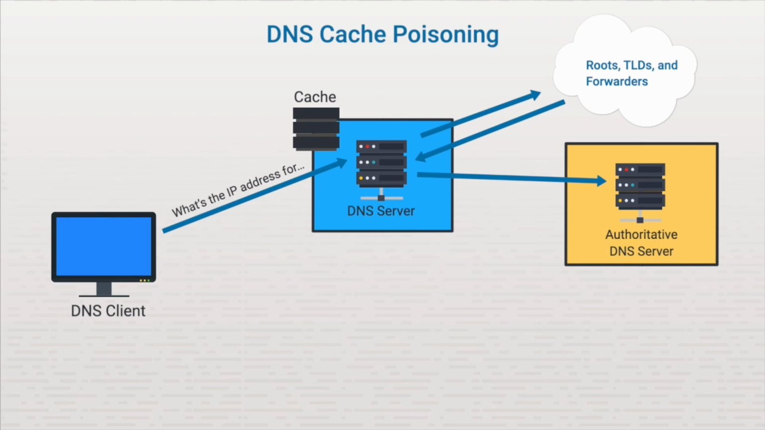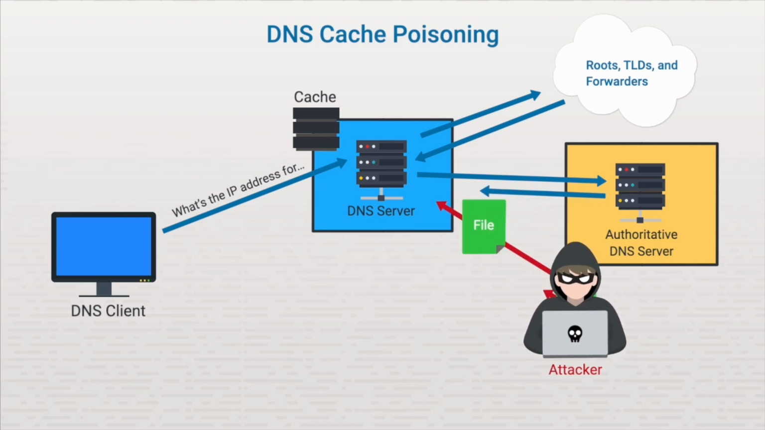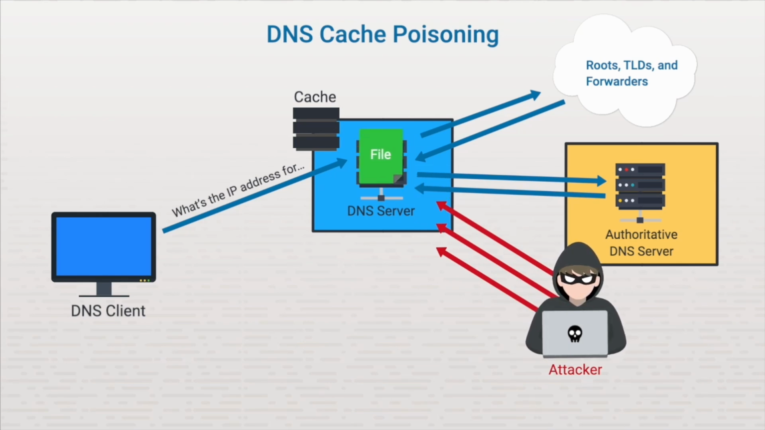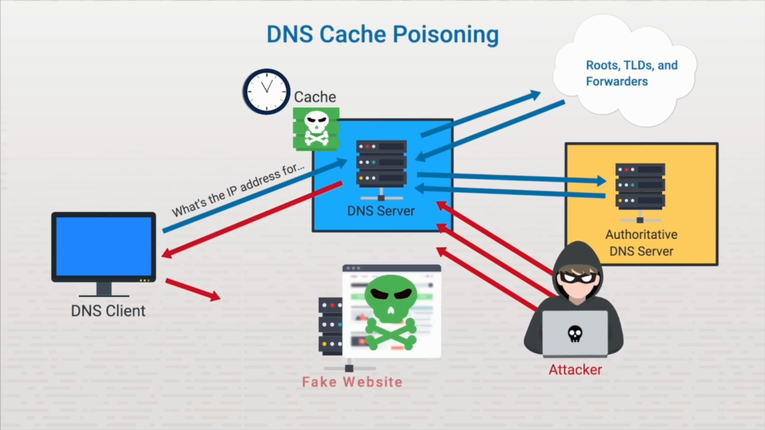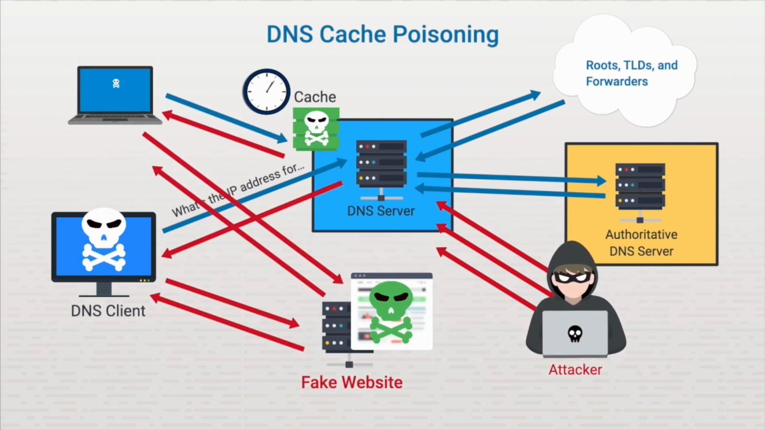Here's where the attack comes in. The attacker impersonates the authoritative server and tries to get the recursive DNS server to accept a fake record by sending it repeatedly. If the server accepts the fake record instead of the real one, the fake record will be stored in the server's DNS cache for the amount of time specified in the server's time to live, or TTL. During that time, the DNS server will serve up the fake record to any clients that request that record.